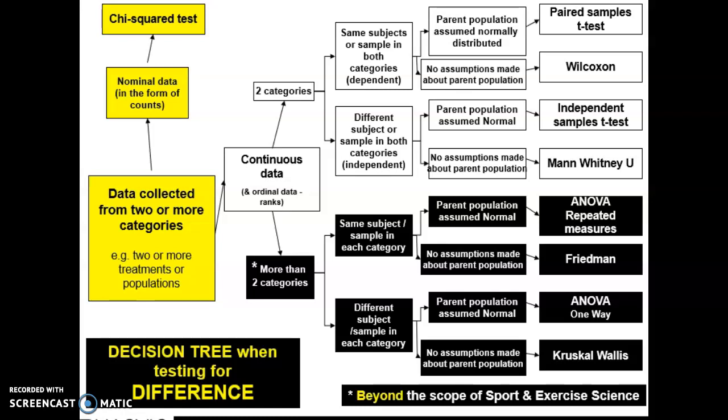However, if the same sample is used but no assumptions are made about the parent population, you would use the Wilcoxon test. On the other hand, if a different sample is used and the parent population is assumed normal, then you would use the independent t-test, as more than one group of people must be tested on. If a different group is used but no assumptions are made about the parent population, then you would use the Mann-Whitney U test. Because the data is not normally distributed in the Mann-Whitney U test and the Wilcoxon test, it means they are non-parametric, whereas the independent and dependent t-tests are parametric, as the parent population is assumed to be normally distributed.